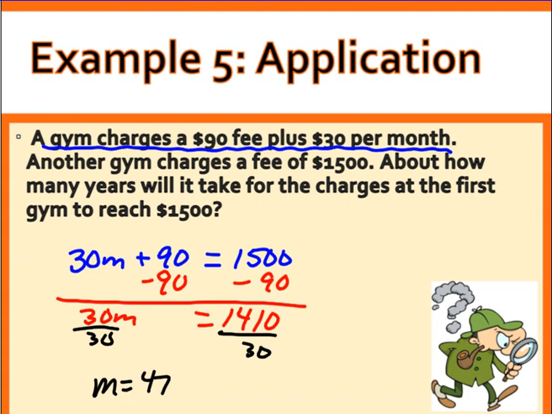So to find out how many years that would be, there's 12 months in a year. We have 47. So I got to take my 47 and divide that by 12. And that'll tell us about how many years it would take. So 47 divided by 12 is 3.91. So we would say it would take about 4 years for it to reach the $1,500 mark.